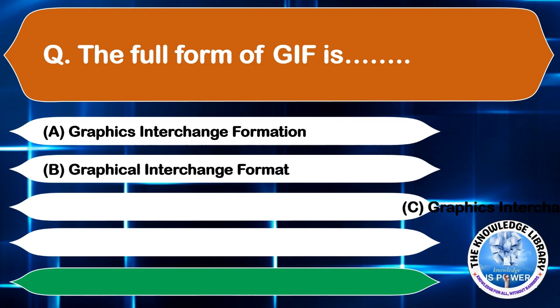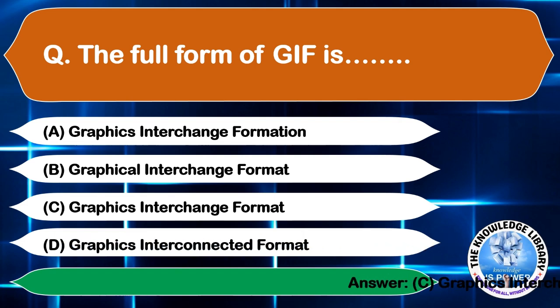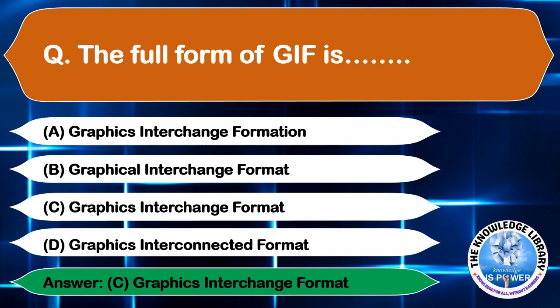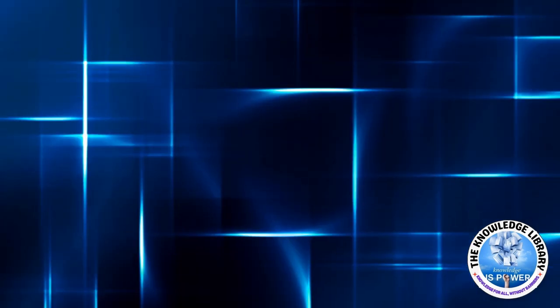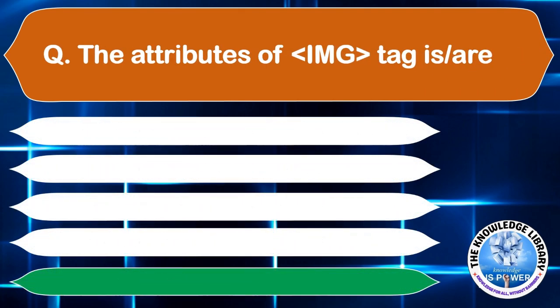Next question is, the full form of GIF is option A, Graphics Interchange Formation. Option B, Graphical Interchange Format. Option C, Graphics Interchange Format. Option D, Graphics Interconnected Format. The correct answer is option C, Graphics Interchange Format.